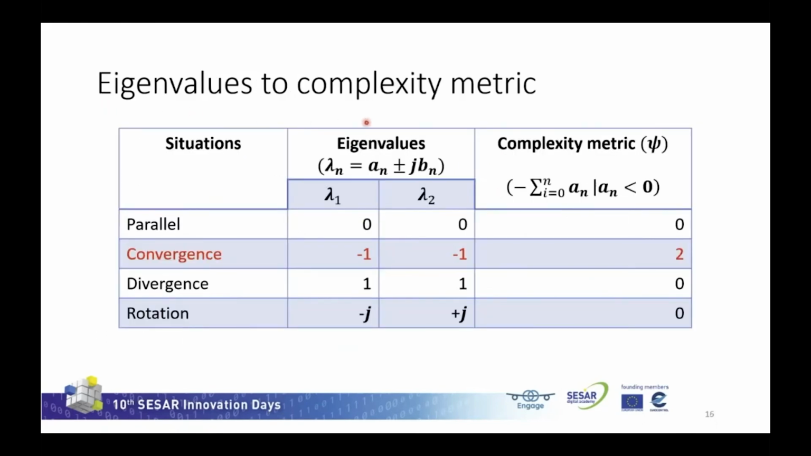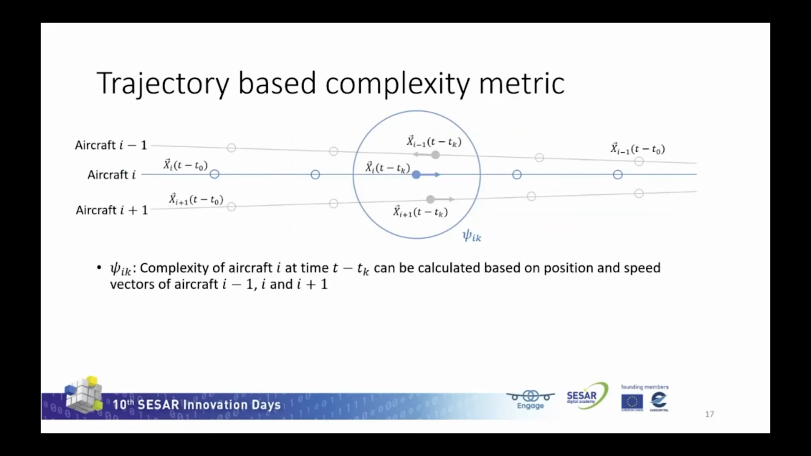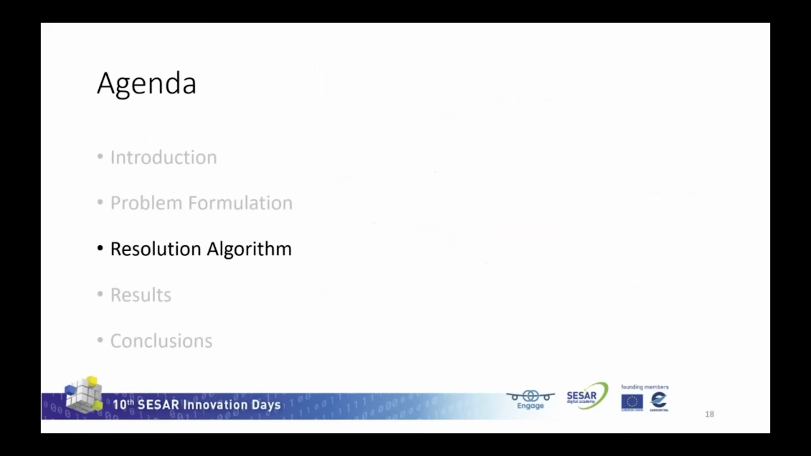This table shows the eigenvalues and our complexity metric for each situation based on the characteristic of the situation. Only the convergent situations can cause traffic congestion, so we apply only the real negative eigenvalues to compute our complexity metric. In reality, we compute the complexity metric for every sample vector in the aircraft trajectory. This picture shows how to calculate the metric of aircraft i at time tk. The complexity of aircraft i at time tk can be calculated based on position and speed of aircraft i and neighboring aircraft within a particular area, which relates to the mental picture of the controller that can manage the situations. And to calculate a full complexity of an aircraft, we can combine the complexity of each sample vector for the entire trajectory. This section is also our contribution, the resolution algorithm which allows us to minimize the complexity of traffic.